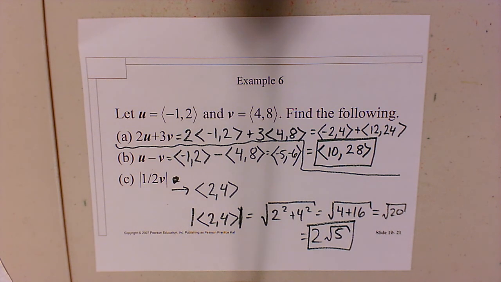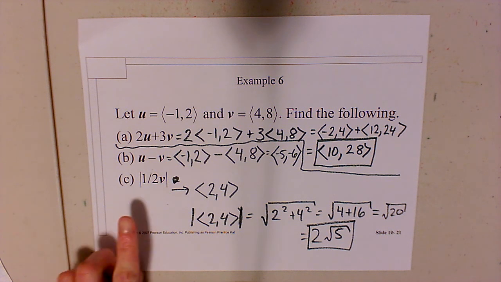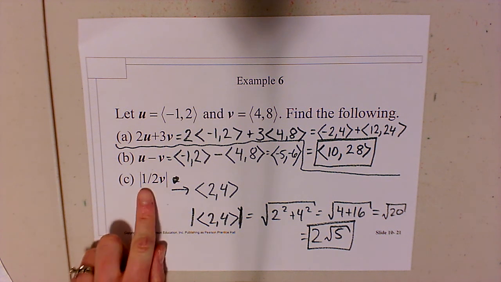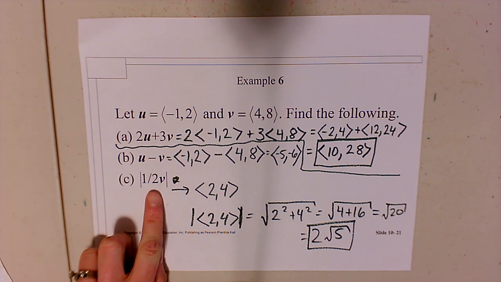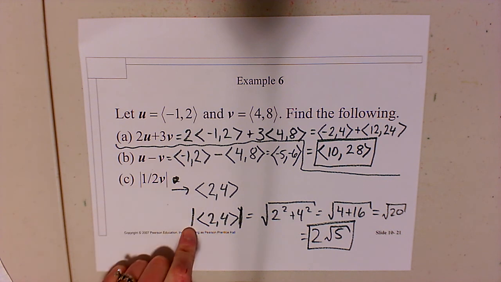So those are some basic operations to perform on these vectors, and they're pretty much common sense and pretty intuitive. If you have to add them, you add your components. If you subtract them, you subtract your components. And then you can multiply by scalars. The one thing that might not be so intuitive is finding the absolute value or the magnitude, and that's just your distance formula. You square your components, add them together, and then take the square root.